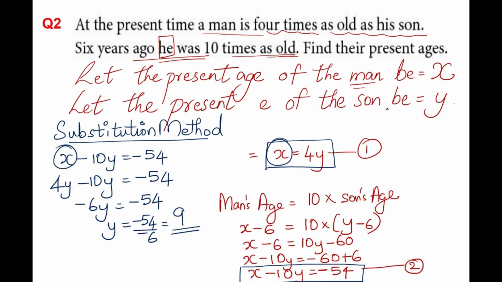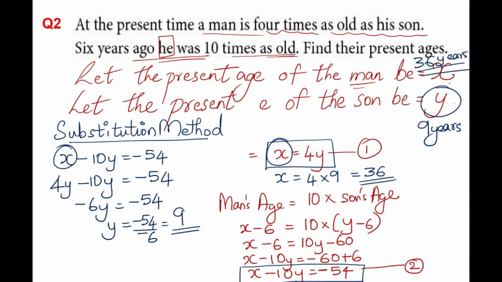So the present age of the son is what we have found, which is 9 years. And we know that x, which is the man's present age, is 4 times y. So x is going to be 4 times 9, which is giving you a 36. So the man's present age is going to be 36 years. That's the answer.